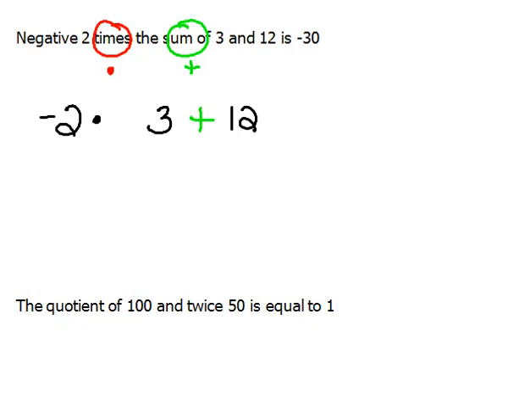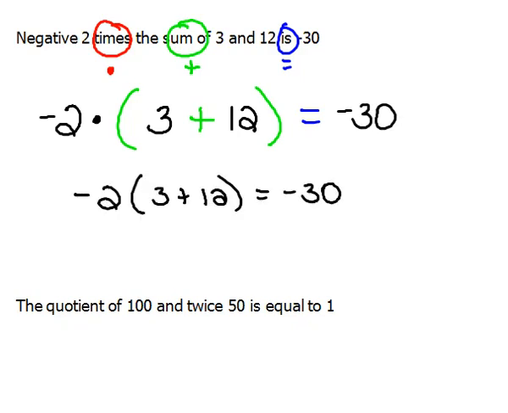Now, because we are multiplying to a sum, that means we have to do that summation first, because remember, multiplication comes before addition in order of operations. So in order to make it come first, we better put parentheses around it. Then we also have a keyword for is, which is an equal sign, negative 30. So we could rewrite that and kind of clean it up a bit. Negative 2 times (3 plus 12) equals negative 30.